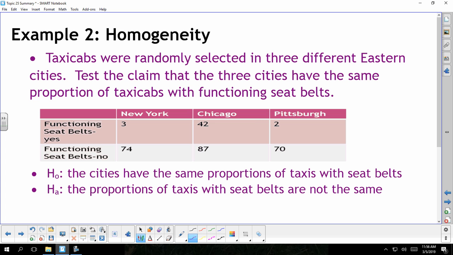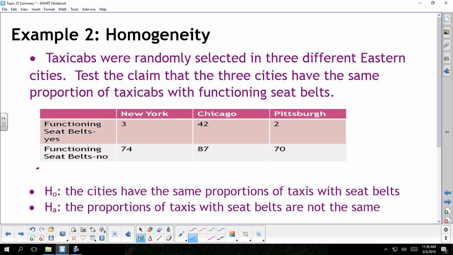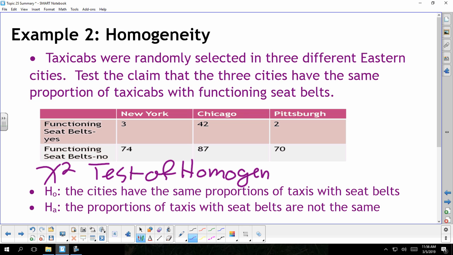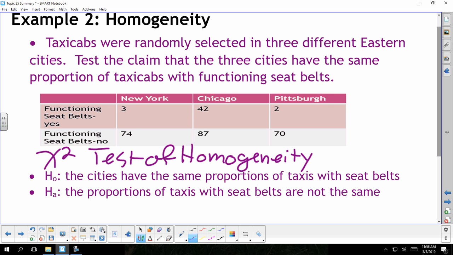We're going to say a chi-squared test of homogeneity. Here's our null and alternative hypothesis. The cities have the same proportions of taxis with seatbelts, and the proportions of taxis with seatbelts are not the same. Or at least one differs. Okay? You can always say that at least one differs.